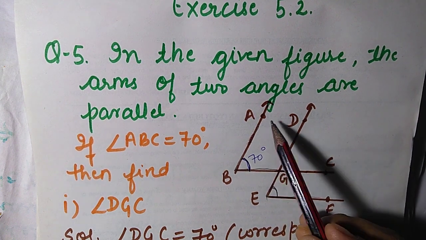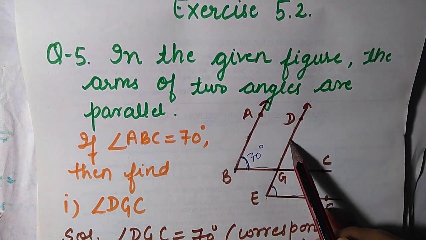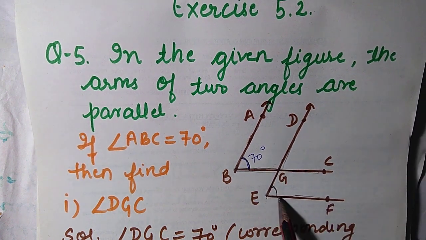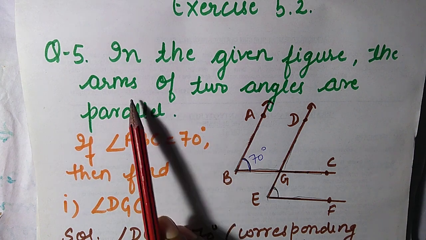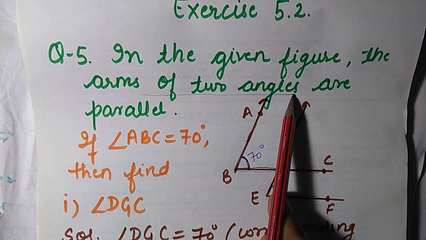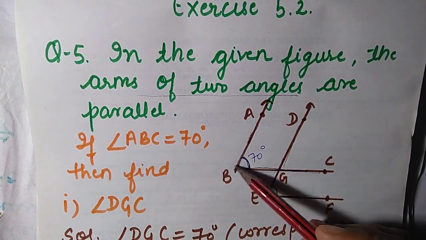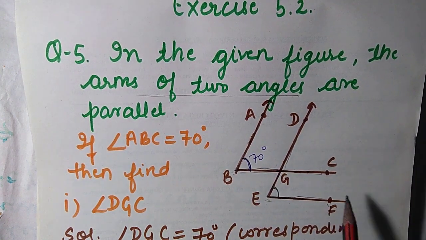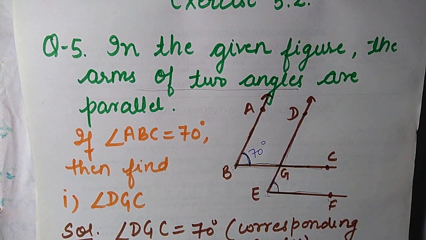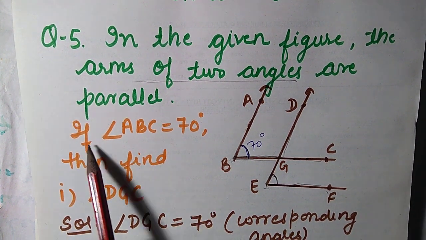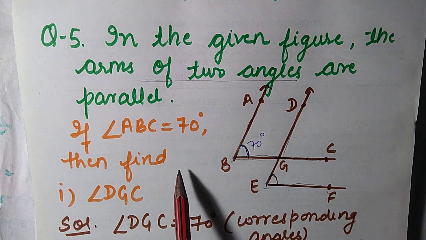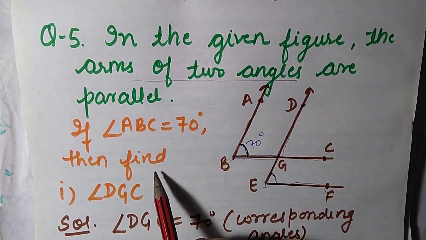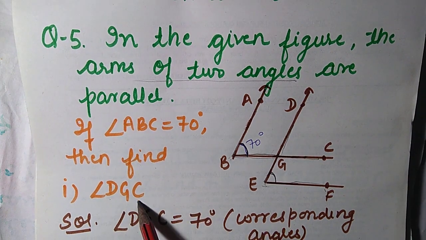It is given that AB is parallel to DE, and BC is parallel to EF. This is given in the statement that the arms of two angles are parallel, meaning AB is parallel to DE and BC is parallel to EF. One more thing is given: angle ABC is 70 degrees. Then we have to find angle DGC.